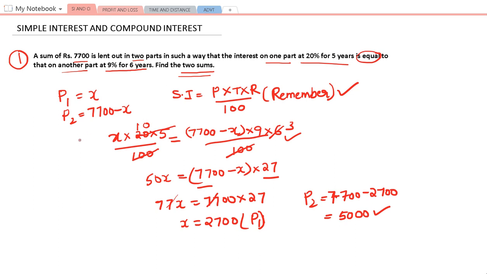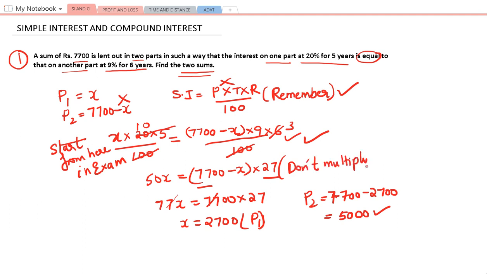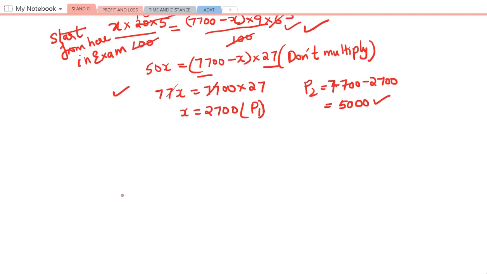Right? So in the exam, you have to start from here. Start from here in the exam. Don't write any formula directly from this step. And don't multiply here. The answers are integers only, so they will be cancelled. So don't multiply, right? I hope you understand this problem. So let's go to the second problem.